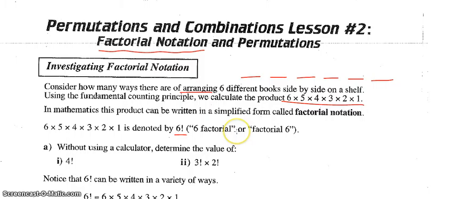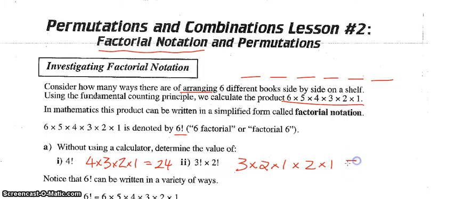So without using a calculator, determine the value of this. 4 factorial is 4 times 3 times 2 times 1. That would be the definition. So that is 24. 3 factorial will be 3 times 2 times 1, times 2 factorial, which is 2 times 1. So therefore the answer is 12.